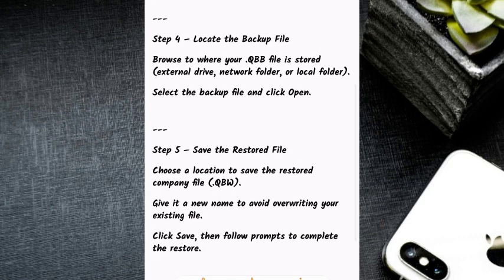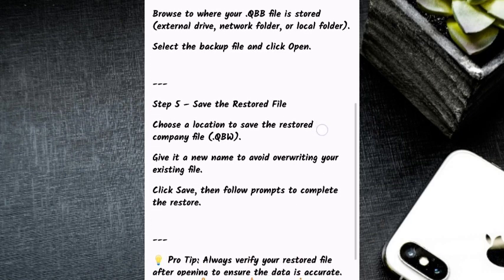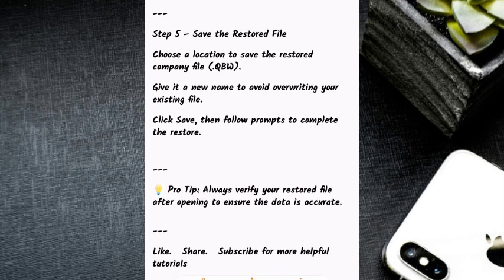Next is to save the restored file. Now you're going to choose a location to save the restored company file, and make sure to give it a new name to avoid overwriting your existing file. Once that's done, click Save and then follow the prompts to complete the restoration. A pro tip is to always verify your restored file after opening to ensure that the data is accurate.